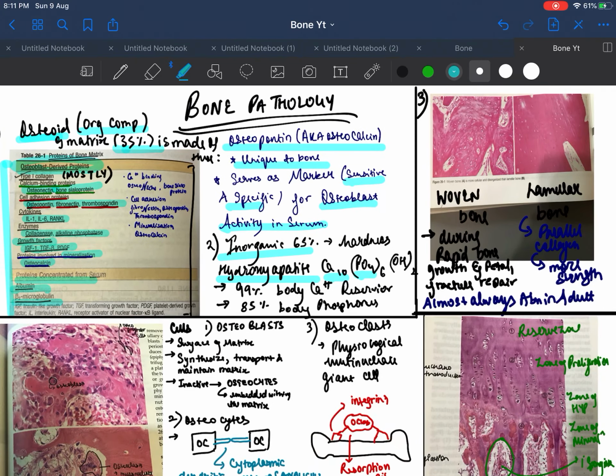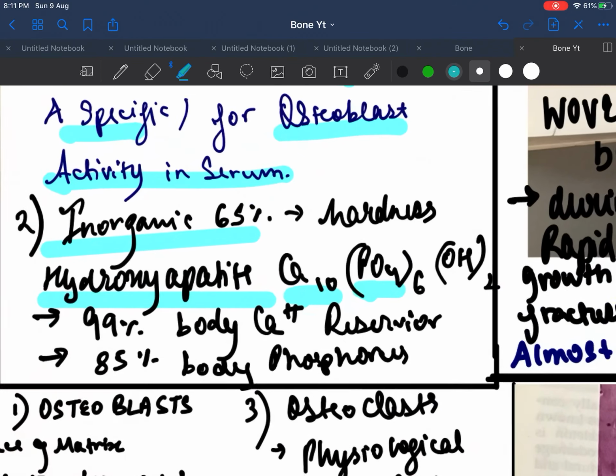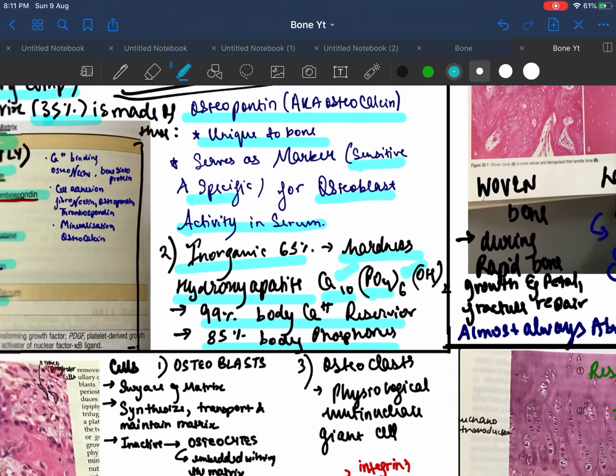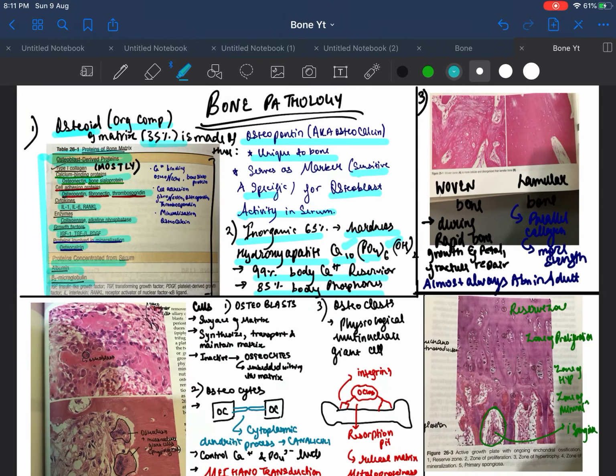So 35% of the matrix is made up of the organic component, and the remaining 65%, which is responsible for the hardness, is made up of hydroxyapatite, which has this formula. It's easy to appreciate that it has calcium and phosphorus both. This hardness, or inorganic component, comes under the process of mineralization of bone. 99% of the body's calcium is stored in the bone, and 85% of the body's phosphorus is also stored in the bones. Okay, so we have talked about the matrix.